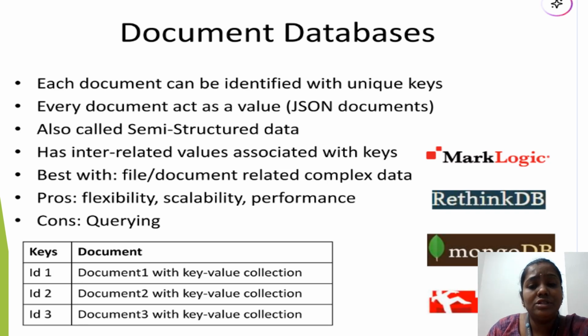Document databases are used in many real-time environments, like RethinkDB and MarkLogic. These are company databases used in real-time environments that use the data type called document database. The best part of this document database is that it is interrelated with values, and those interrelated values will be associated with the keys. Also, the advantage of this document database is that a file or a document can relate to multiple complex data, and it is very flexible, scalable, and performance oriented. The thing is, we have to memorize the query in the document database.